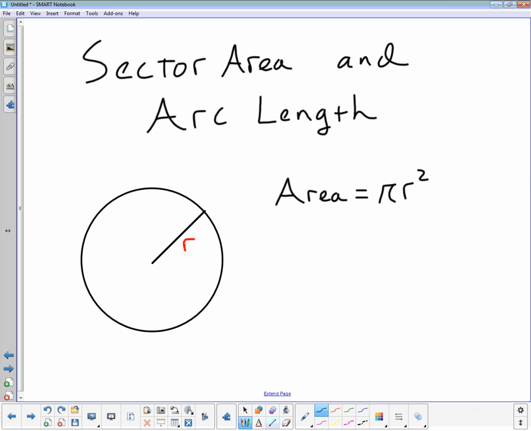Okay. Does anybody know the formula for circumference? You can think about circumference as the perimeter of the circle. Perimeter or the circumference of a circle. What do you got? Circumference. 2 pi r.